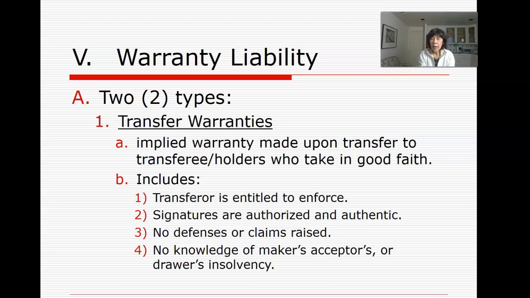What kind of warranty is being made? Well, I've laid it out there for you under 1B. So there's 4 points to this transfer warranty. Number 1, the transferor is warranting that he or she is entitled to enforce the instrument. Number 2, that the signatures on the instrument are authorized and authentic. Number 3, there's no defense or claim that's been raised against collection. And number 4, there's no knowledge of a maker's or acceptor's or drawer's insolvency. None that's known of. That's what's being warranted or sort of guaranteed to the transferee.